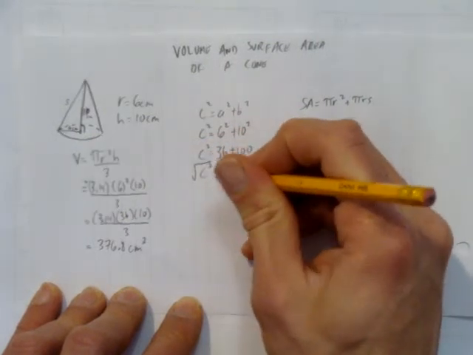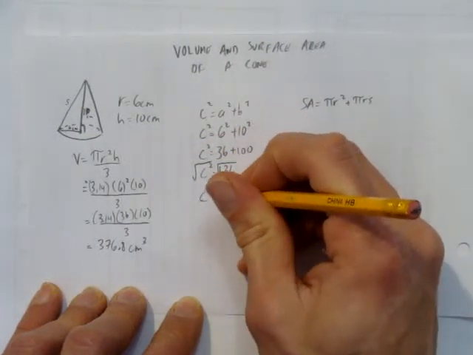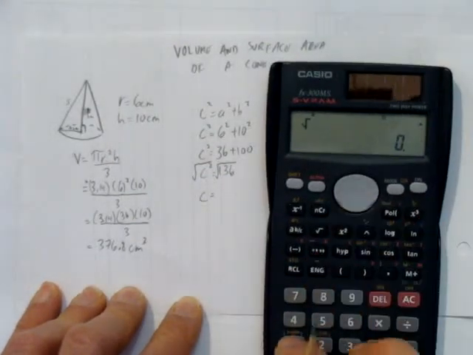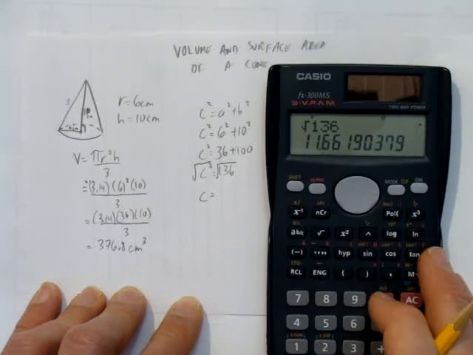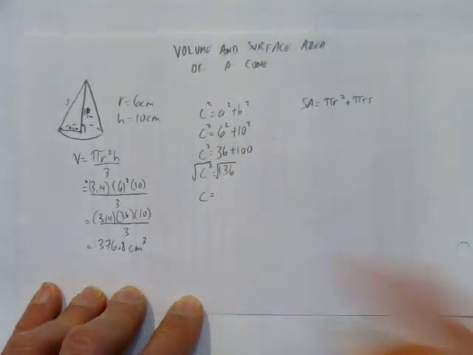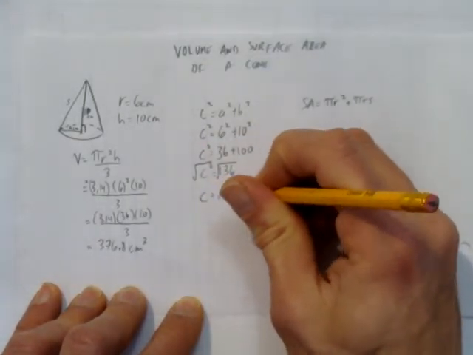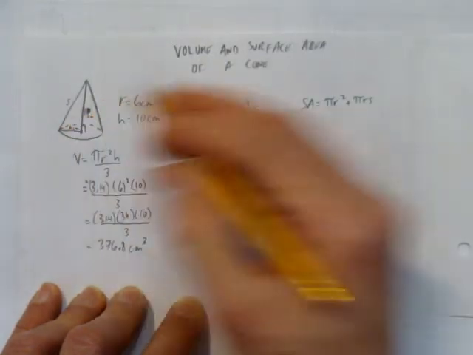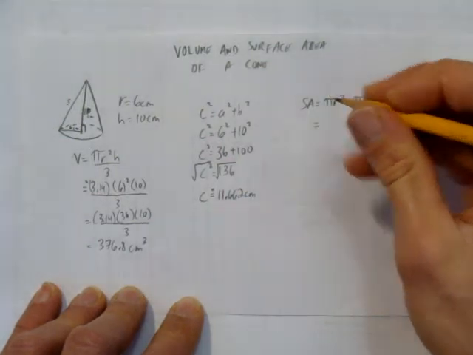How do we get rid of a squared? Square root. We'll need our calculator though. What's the square root of 136? 11.662 approximately. And that's a centimeter. It's just the length of this side. But now we're able to solve the surface area.